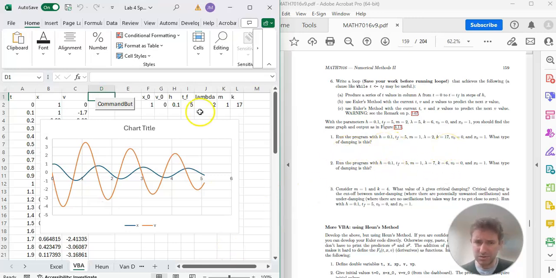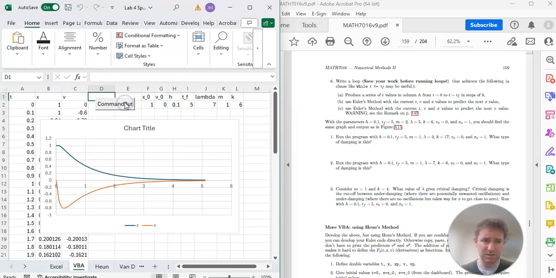Now let's go again with a mass of 1, k of 6, lambda of 7. Everything else the same. What type of damping is this? This is overdamping. See the way it's taking so long to go to 0? This is like a door that closes quickly and then kind of slowly. This second one is overdamped.